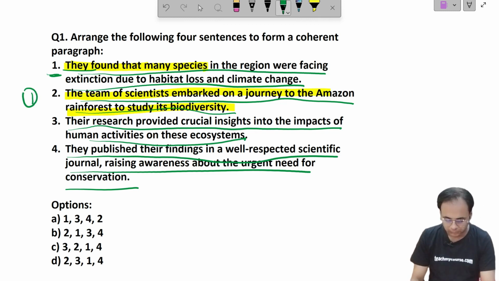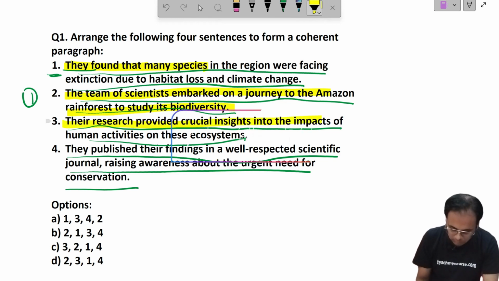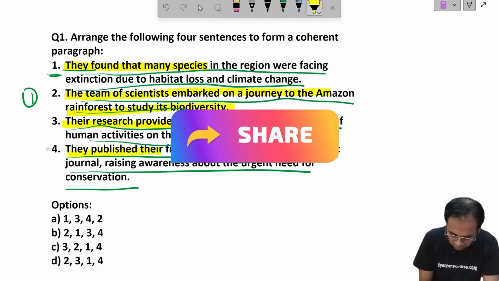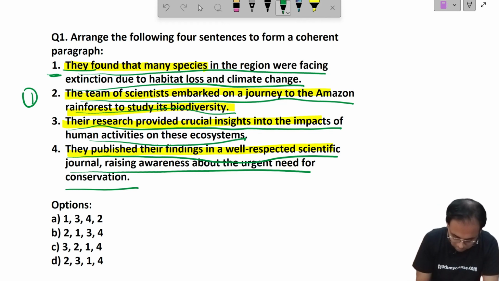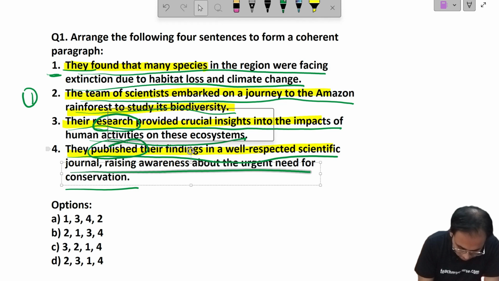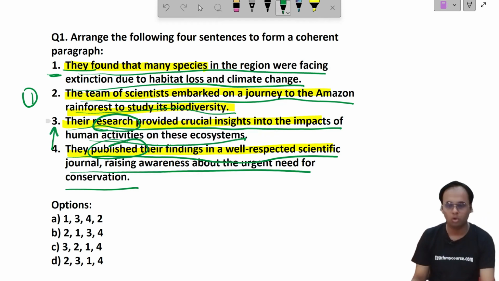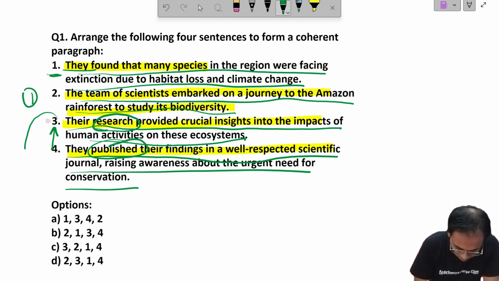Then comes: their research provided crucial insights. Then the fourth sentence: they published their findings in a well-respected scientific journal. Now, obviously, in order to publish something, first of all they should be researching and only then publishing. So three should be coming before four. Once three comes, only after that can four come.